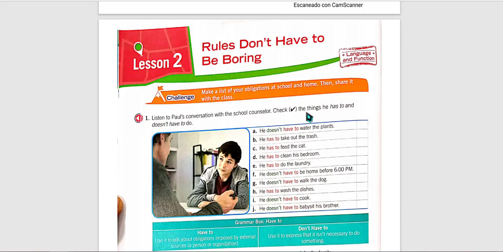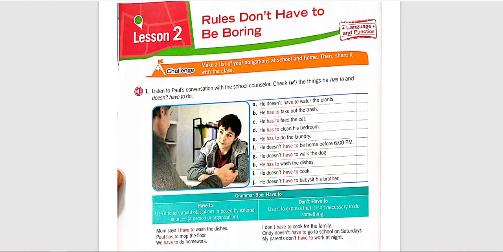The first part says, listen to Paul's conversation with the school counselor. Then we're going to check the things he has to and he doesn't have to do. So after hearing the conversation, for the things that he has to do, we're going to put a check here. And for the things that he doesn't have to do, we can put an X. Okay?